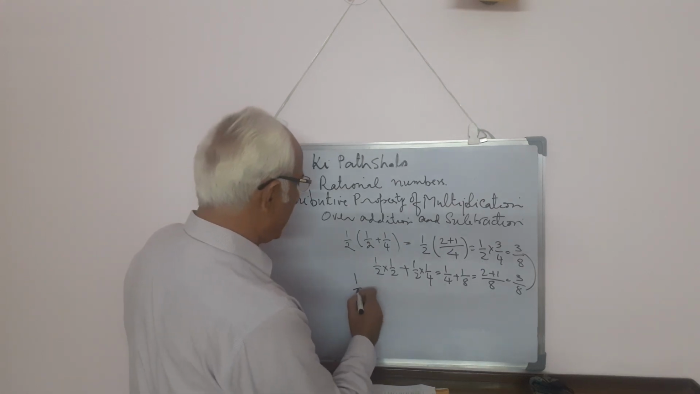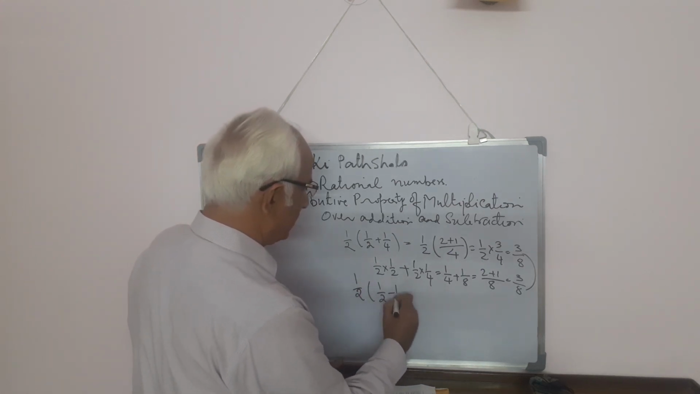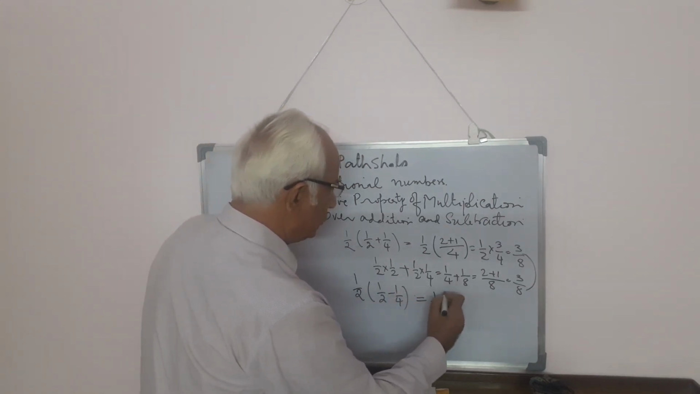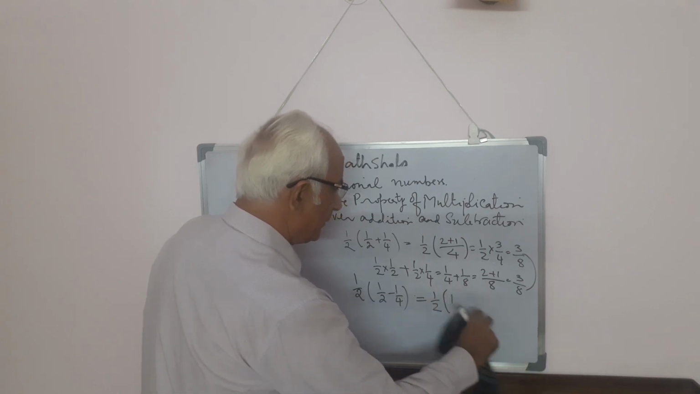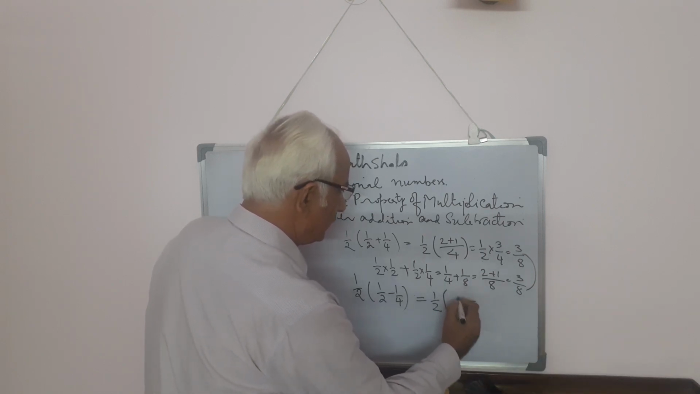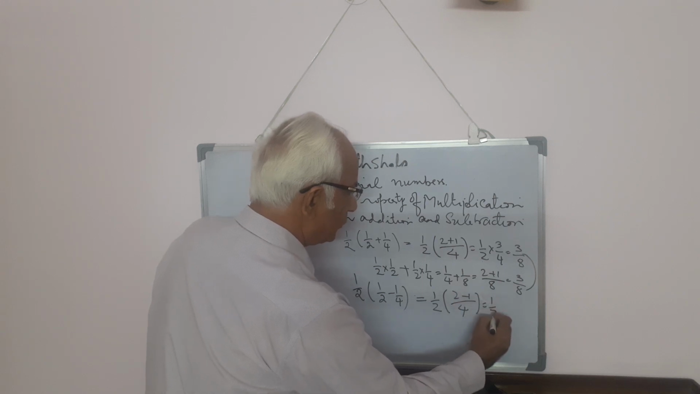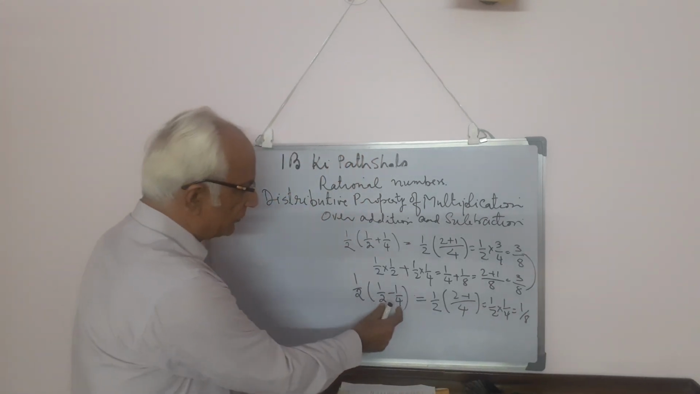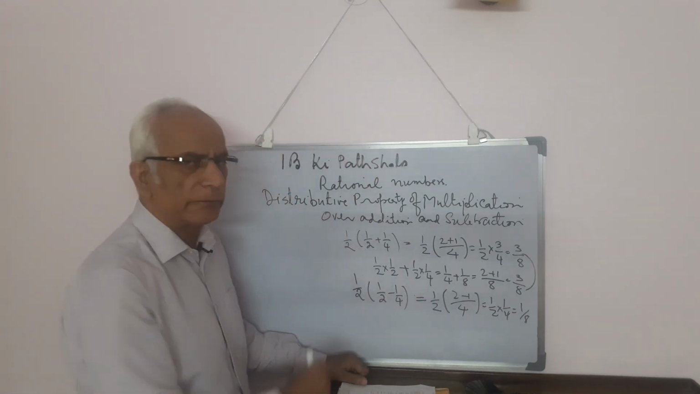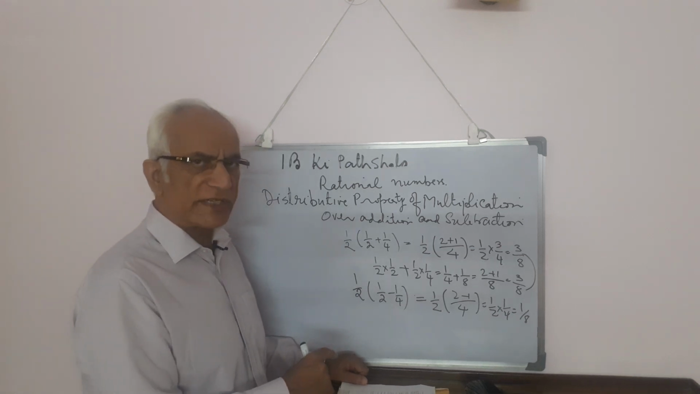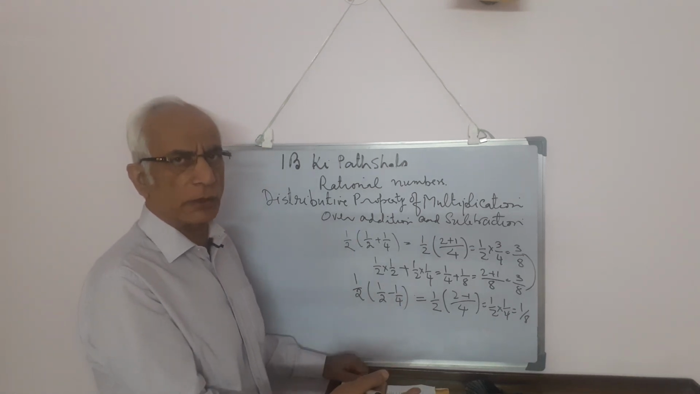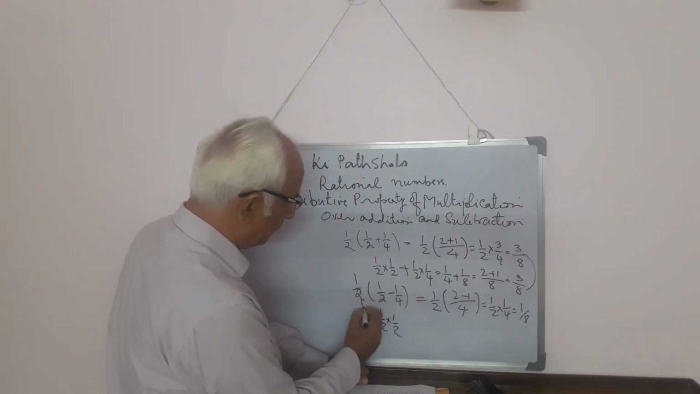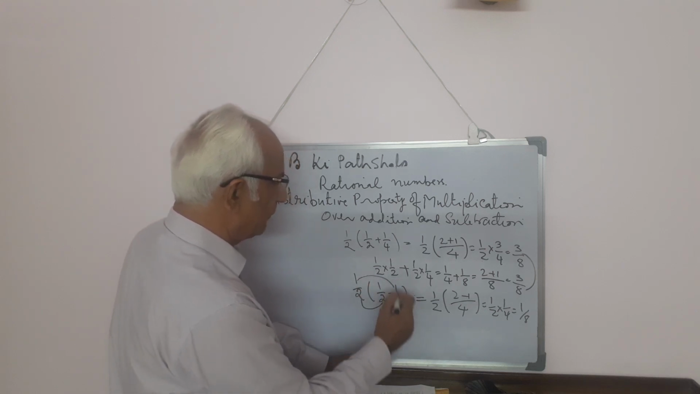Now let's take the case of subtraction. We can either subtract these two numbers first: 1 upon 2 minus 1 upon 4, the LCM will be 4. 2 minus 1 is 1 upon 4, and 1 upon 2 into 1 upon 4 is 1 upon 8. Here we have subtracted these two numbers and then multiplied with the factor 1 by 2. Now what we'll do is distribute this factor to each of these two numbers which are to be subtracted. 1 upon 2 into 1 upon 2.